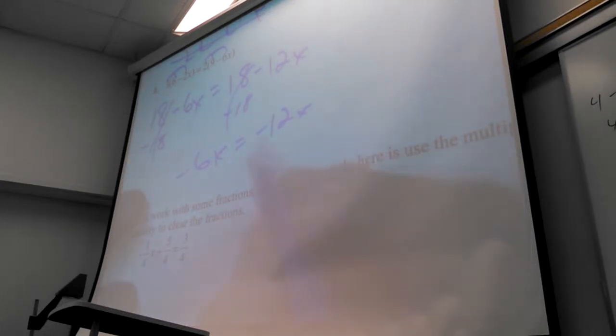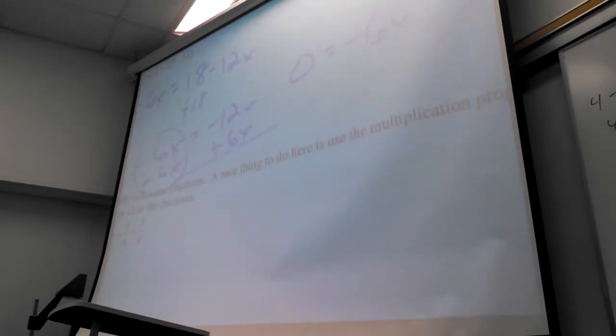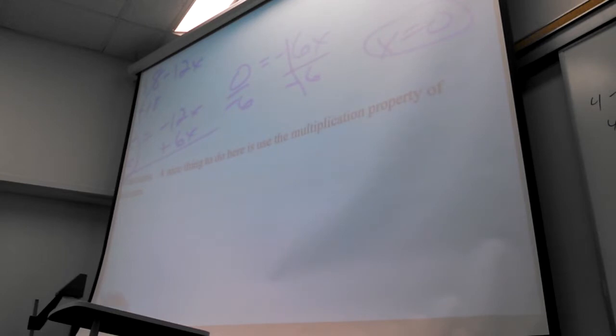Add 6x. Let's go ahead and add 6x. So what do I get here? Zero equals negative 6x. And this still freaks people out too, but big deal, that's a zero. I know I want to get the x by itself, so I divide by what's with it. It's not by itself because of the negative 6. Divide by negative 6. Zero divided by anything is zero. So x equals zero? Yep.